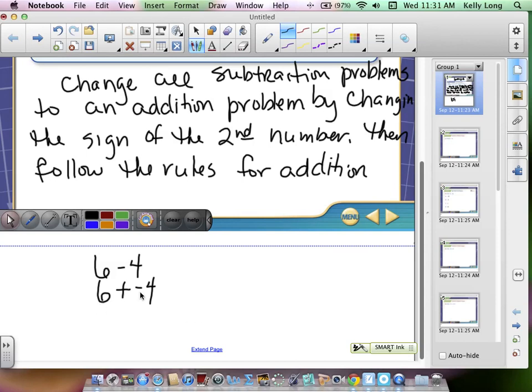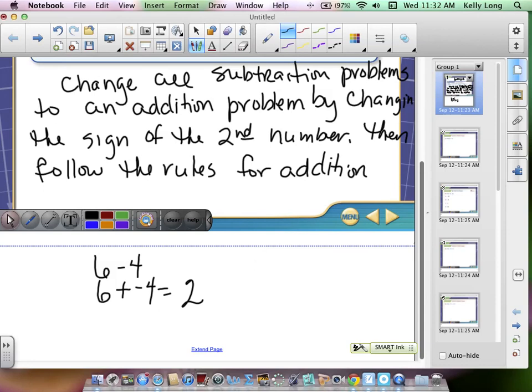Well, what was my rule when I was adding with unlike signs? You're going to subtract. Okay, what's 6 minus 4? 2, and take the sign of the number with the largest absolute value, which is going to be 6. So my answer is going to be a positive 2. Okay, you knew that. That's nothing new for you. All right, but what if I did this?